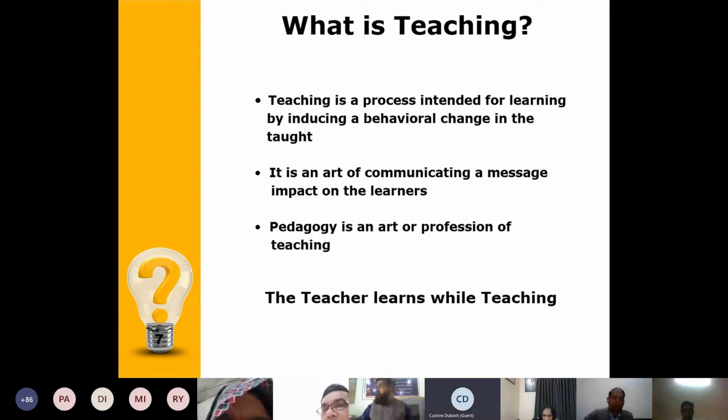Teaching is a process intended for learning by inducing a behavioral change in the taught. यानी अगर बच्चे में कोई behavioral change, यानी behavioral change means वो change नजर आना चाहिए. दिमाग में हाँ जी समझ लिया, मुझे नजर तो नहीं आ रहा ना आपने समझा. That's not teaching. How do I get, what do I make the students do that tells me कि हाँ बच्चे ने सीखा है. It is an art of communicating a message impact on the learners.